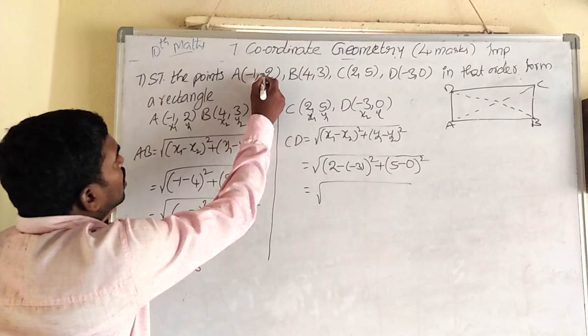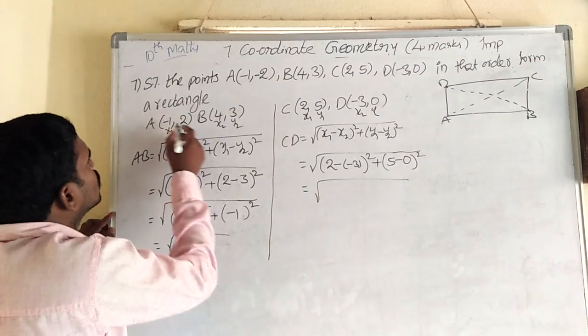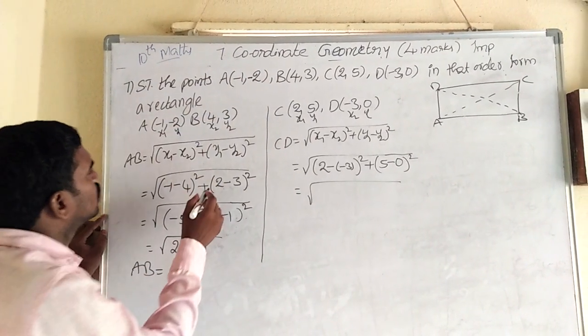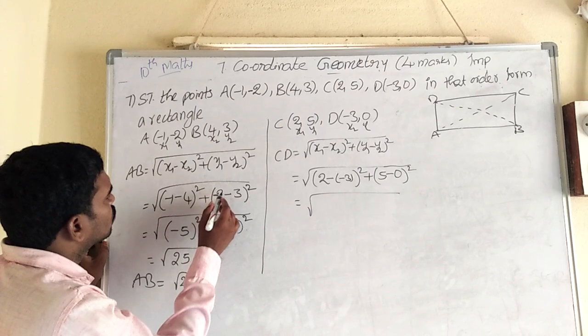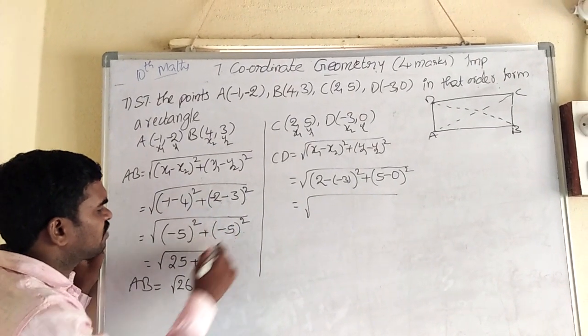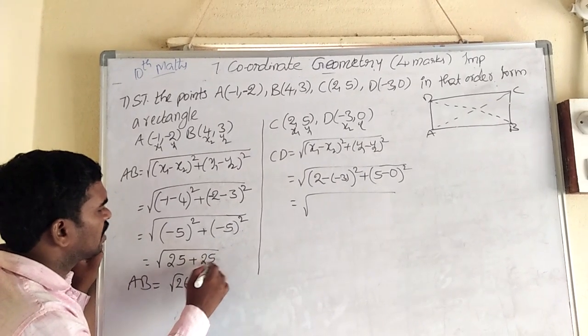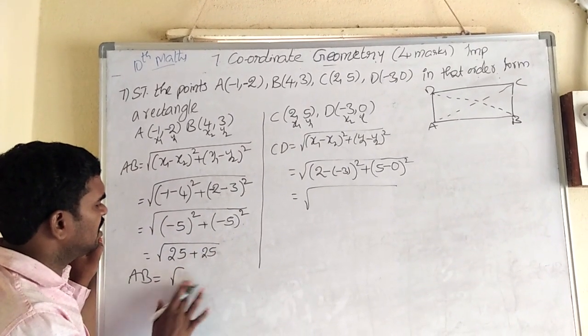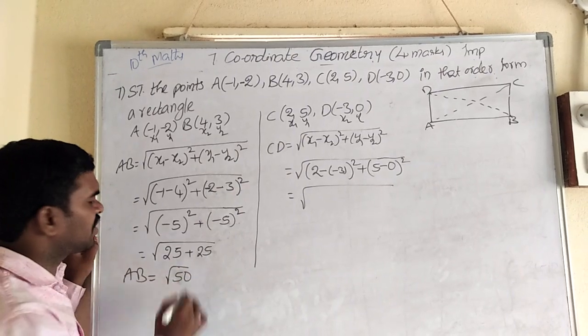Question is minus 1 comma minus 2. So y1 is minus 2. This is also minus 2 minus 3, minus 5. Minus 5 whole square is 25. So 25 plus 25, root 50.